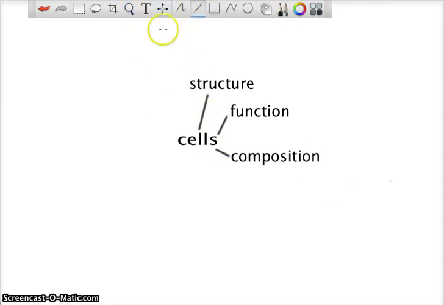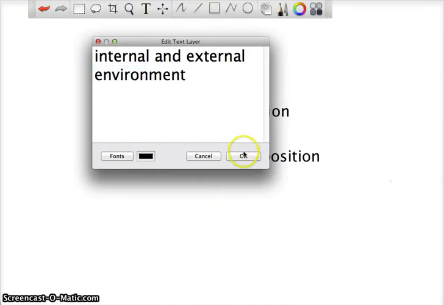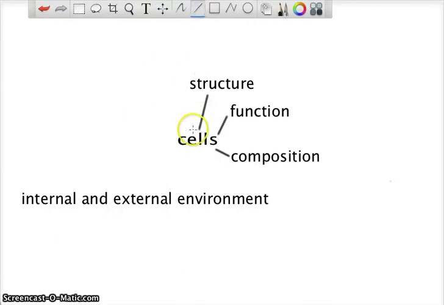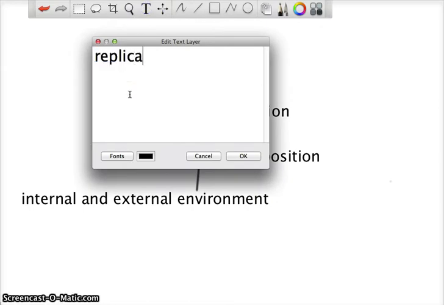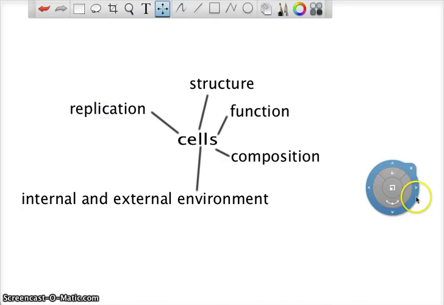You'll also be learning in more detail about the internal and external environments of the cell. Bit of a long one there. You'll be learning about cell replication, which is pretty fascinating. So I'm going to put that over here. Alright, so we're starting to get an idea.